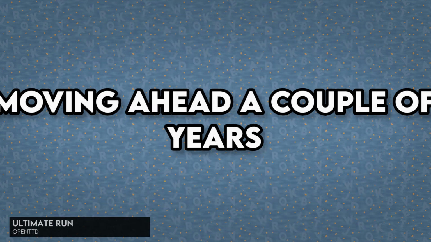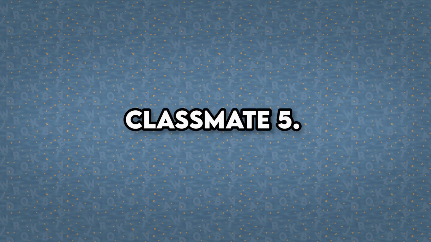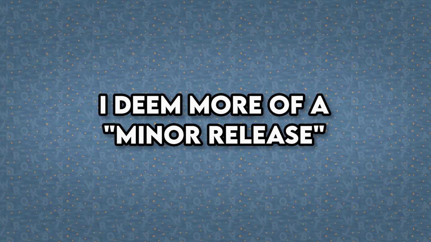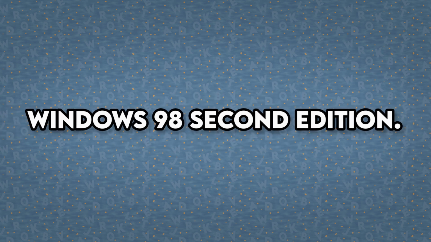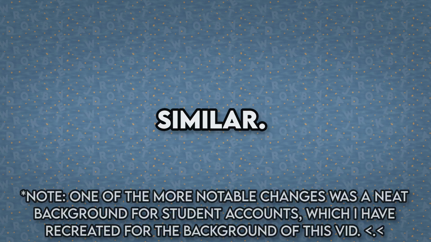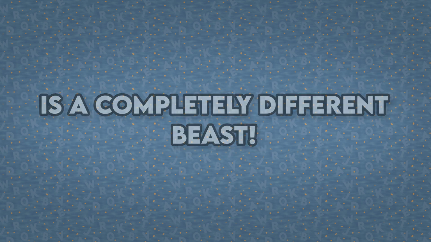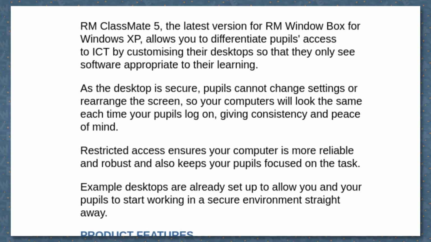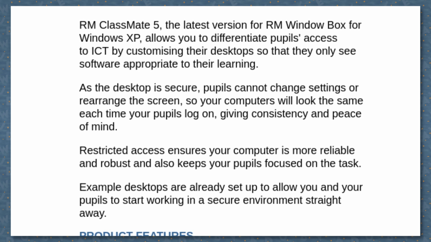We're now going to be moving ahead a couple of years to the next major release, which is ClassMate 5. Release 4 I deem more as a minor release featuring bug fixes in order to work on the Windows 98 2nd edition. From memory, 3 and 4 are very similar. ClassMate 5 on the other hand is a completely different beast. This was made for Windows XP and released circa 2002 along with the Windows Box 9 package that schools could purchase.